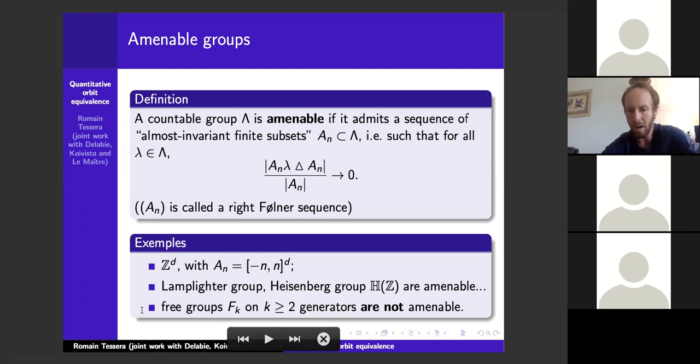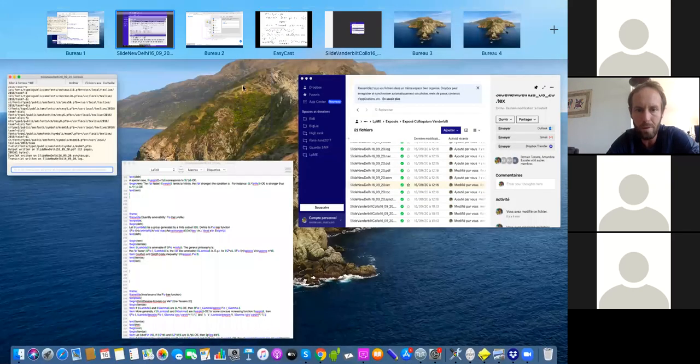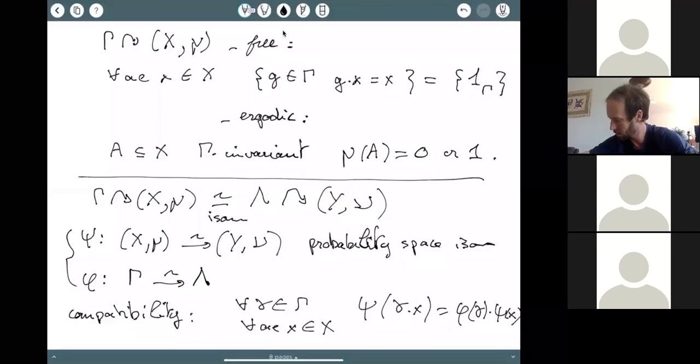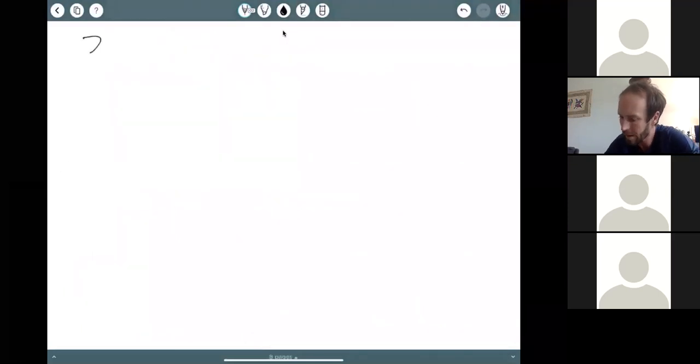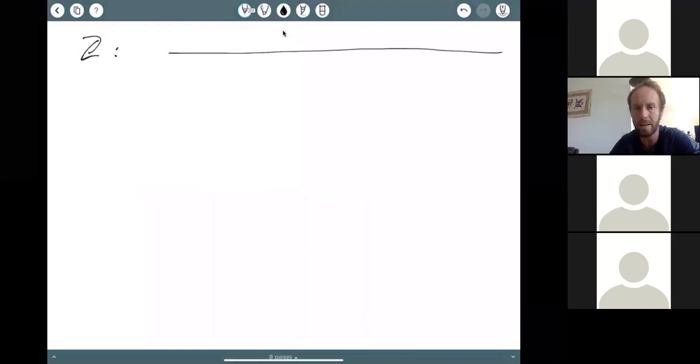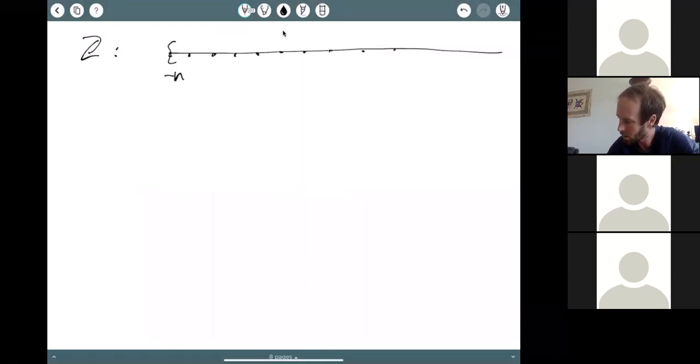So examples are, for instance, Zn or Zd here. Let me just very briefly explain for those who are not used to this. For Z, when you want to take a Følner sequence, you think of Z as a line. Of course, it's a discrete line. And what you can take is an interval from minus n to n.